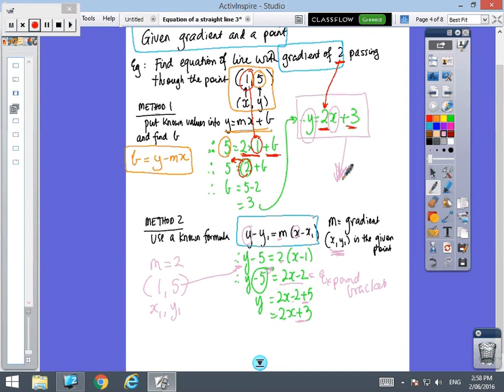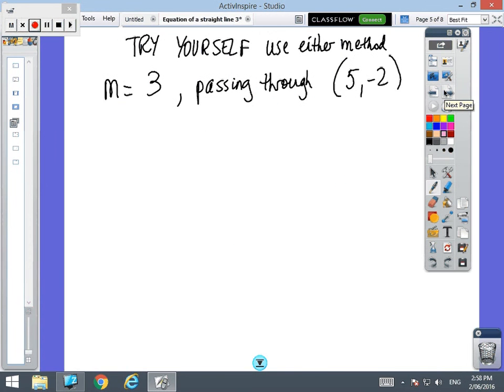So I want you to copy that down, and when you're ready, come across to the next slide. Just copy both methods, and then you can decide which way you're going to go. Okay, so we're going to try this yourself. I don't mind which method, I'll do both, but when you're ready, have a go, pause, and come back live when you're ready.